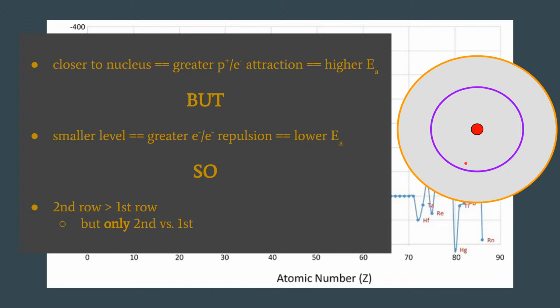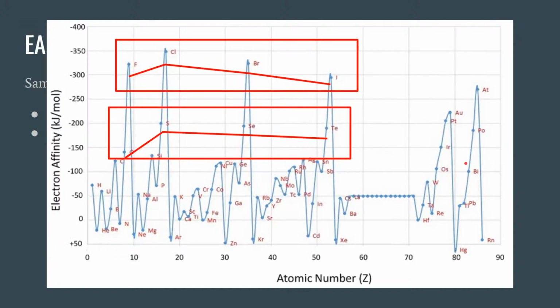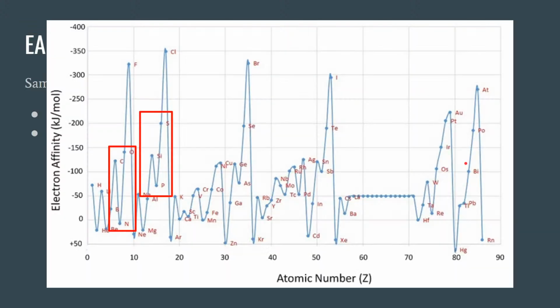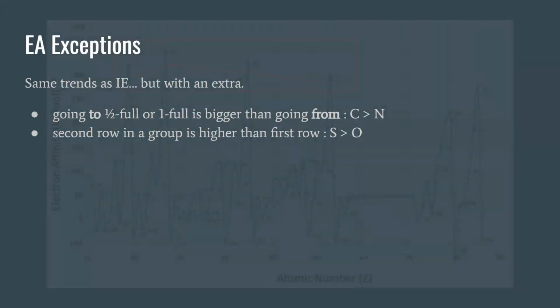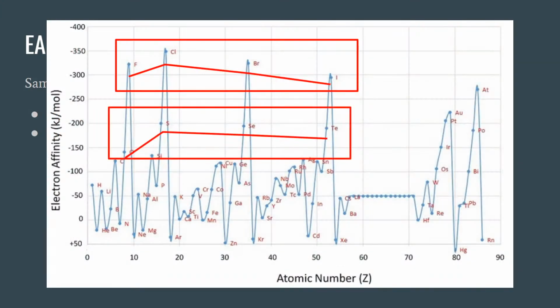So that is an exception you absolutely will have to remember. They're going to expect you to remember the middle of the group, the middle of the block, when you are looking at a half-full subshell. They're also going to expect you to remember the second row has a higher electron affinity rather than a lower electron affinity. So it goes up before it starts going back down.